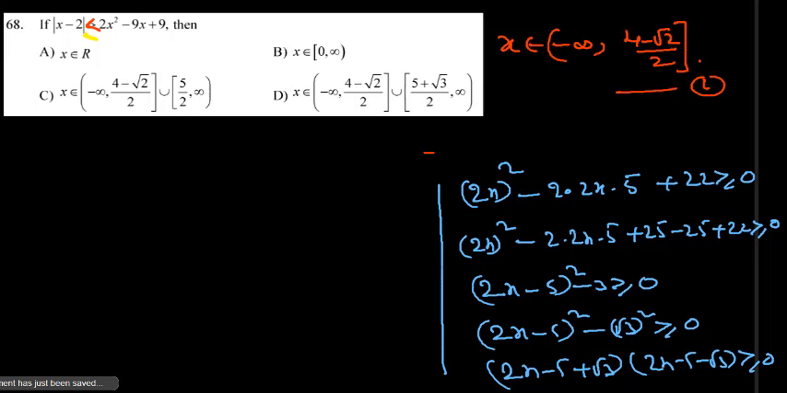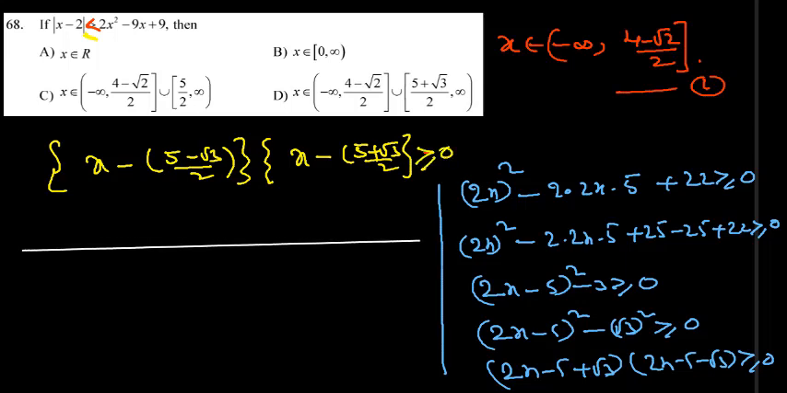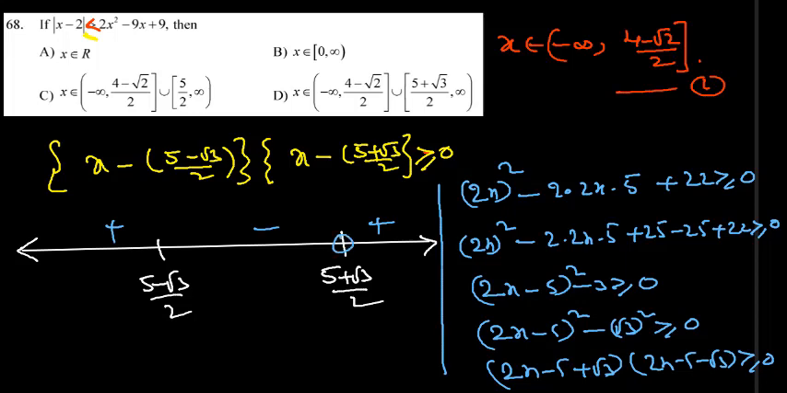Okay. So what we will get is (x minus (5 minus root 3)/2) into (x minus (5 plus root 3)/2) greater than or equal to 0. Again, I want to use the number line. This is our number line, with infinity. We identify the zeros: one of them is (5 plus root 3)/2, another is (5 minus root 3)/2. So plus, minus, plus: these two regions will be included. So our solution area is this.